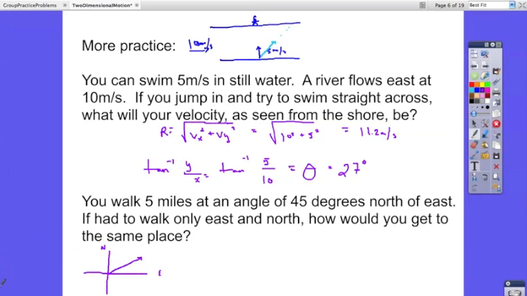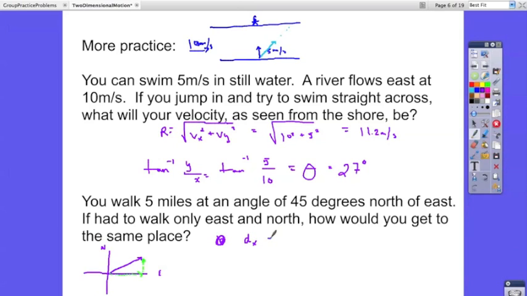If you had to walk only east and north, how would you get to the same place? So if you could only walk either north or east, you couldn't walk northeast, then you would have to walk east this far, and you would have to walk north that far. So we need to find the x and the y components of that displacement. Not a velocity this time, but it's the same process. Not v, displacement, so I'm going to call that d.